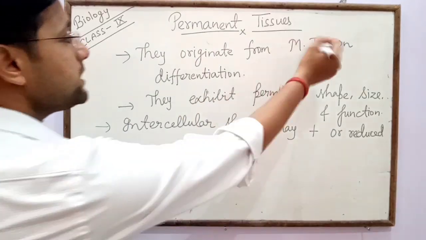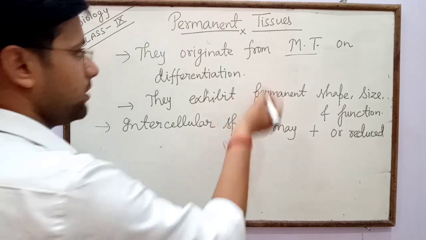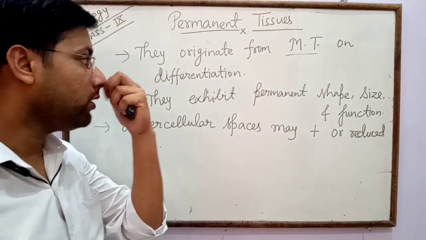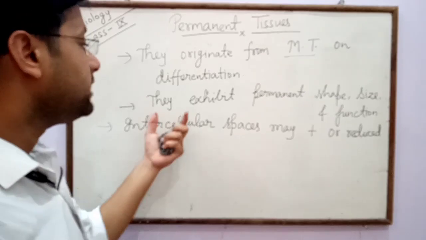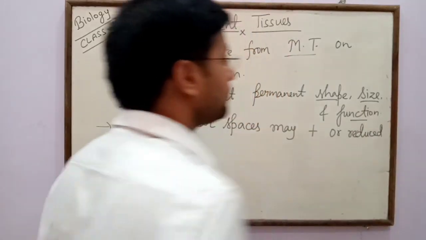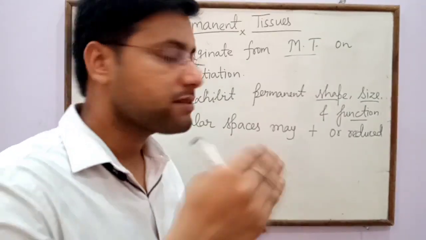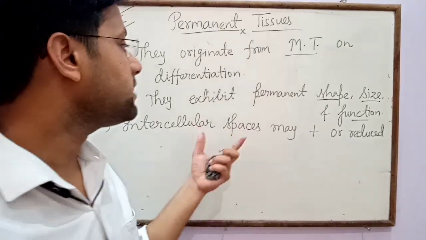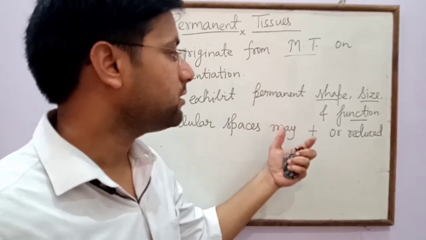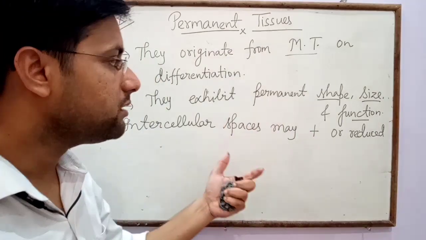Permanent tissue originates from meristematic tissue on differentiation, and it exhibits permanent shape, size and function. So they exhibit permanence in shape, size and function. It means there is no variation; they never change their shape, size and functions.